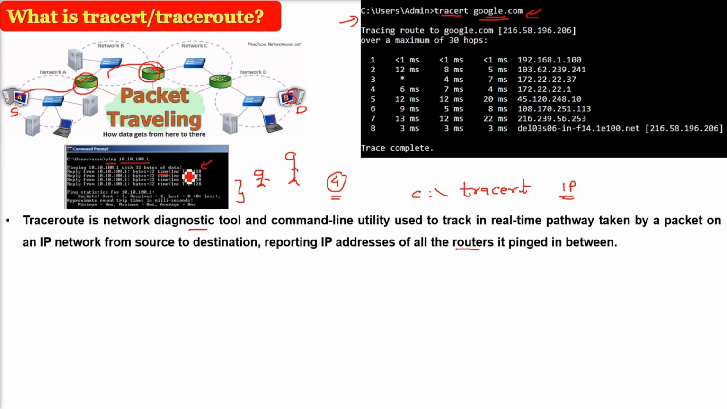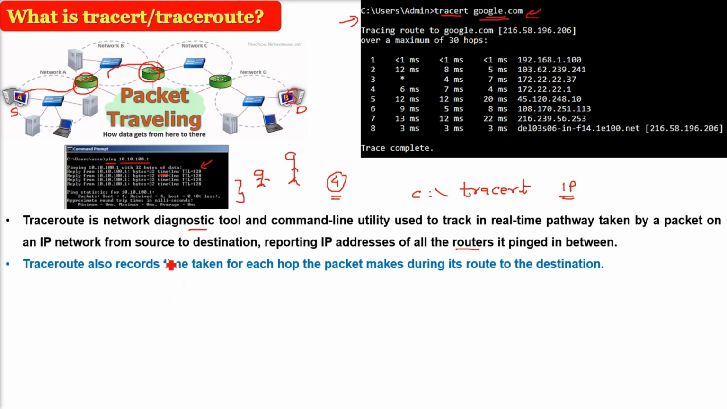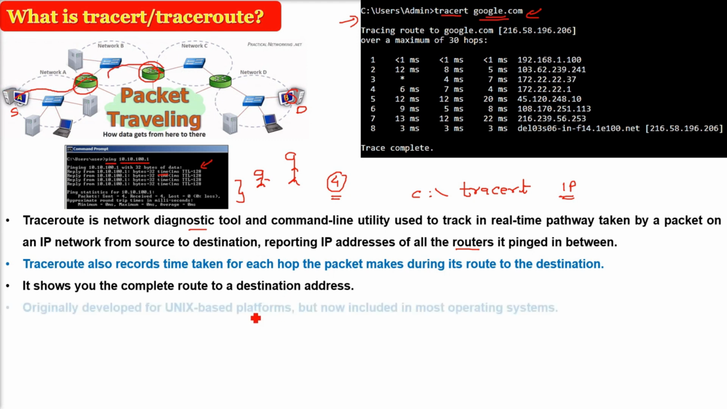Okay. So basically tracert inherently does ping only. So traceroute also records the time taken, the round trip time, for each hop the packet makes during its route to the destination. That is, if you have different networks, your packet goes to different networks, what is the time? So it will show you the complete route or pathway to the destination address.